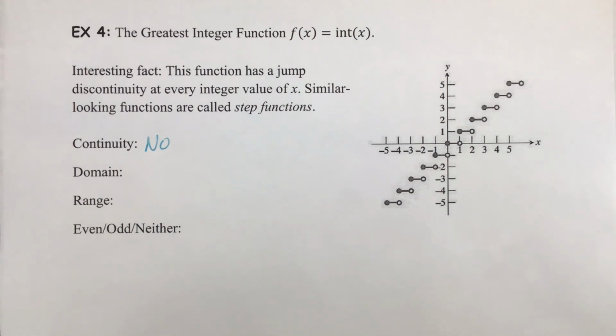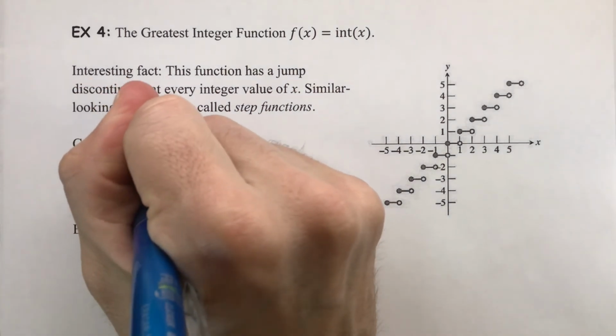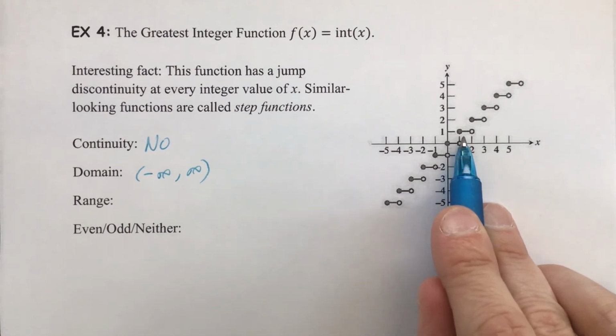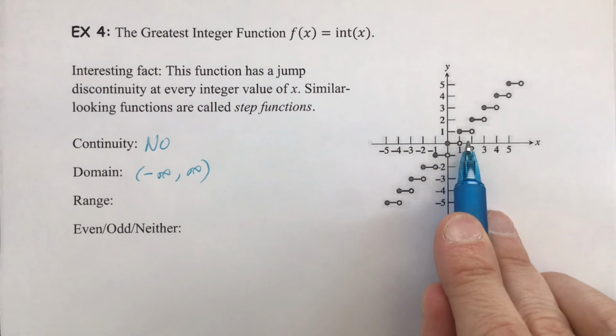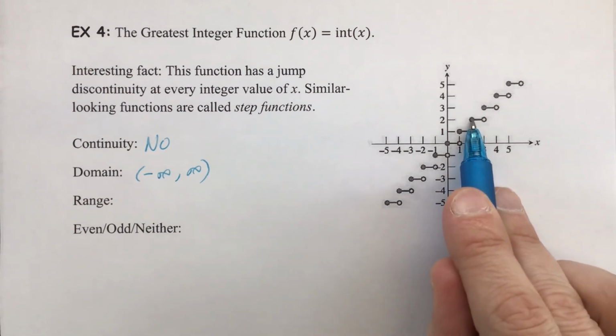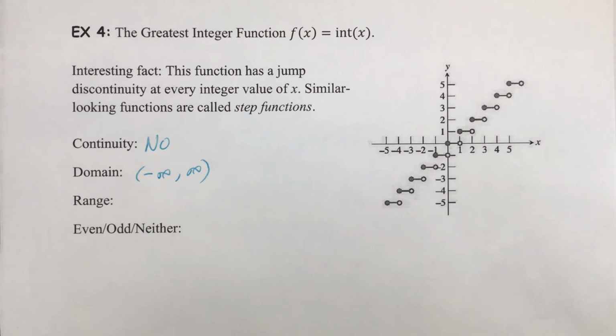The domain, even though we have a lot of discontinuity, is going to be all real numbers. There is not a value of x that the function fails to give you an answer. Take any of the little steps here. At 1, you get a 1. At 1.1, you get a 1. 1.2, you get a 1, and so on. Once you get to 2, it just happens to jump up to 2. But there is always a value that you can plug in for x. The answers you're going to get back are always going to be integers, though.